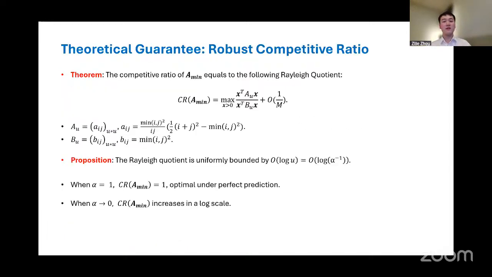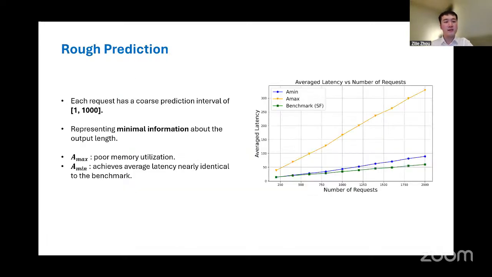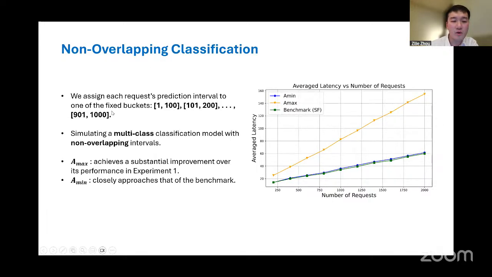This is also tested in the numerical experiments. We try to use some rough prediction, saying the prediction is between 1 and 1000. We can see that this Amin algorithm, the blue curve, is very close to the benchmark algorithm. And if we have more information, then they are very, very close between Amin and the benchmark. So Amin is almost as good as the benchmark algorithm, which is a hindsight, something we cannot achieve.